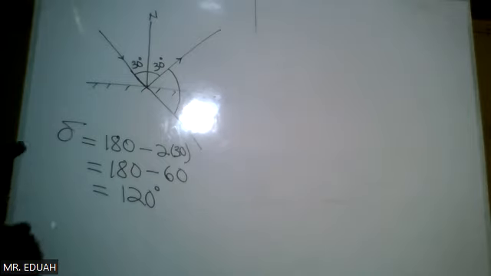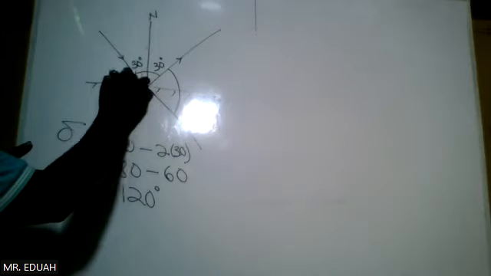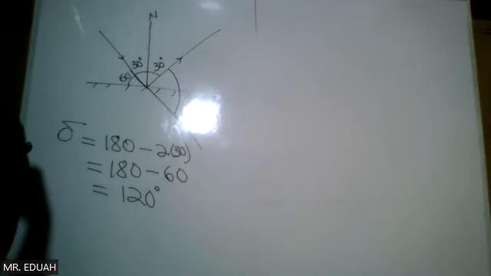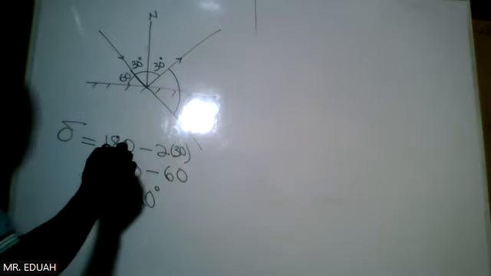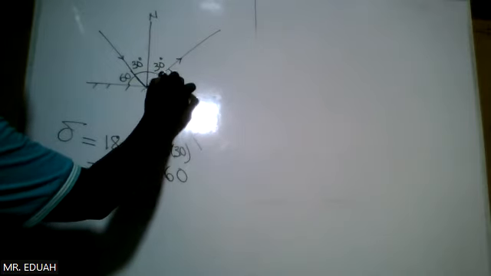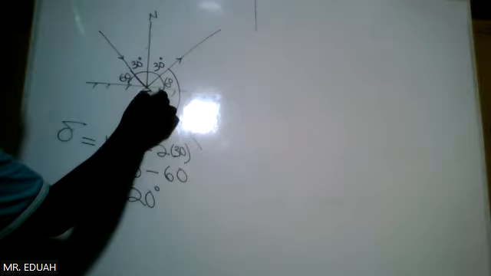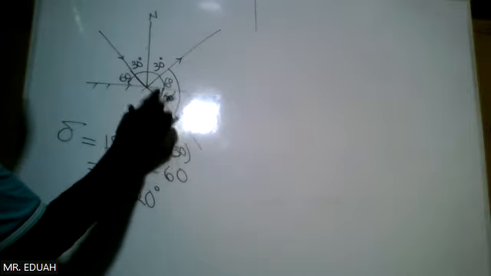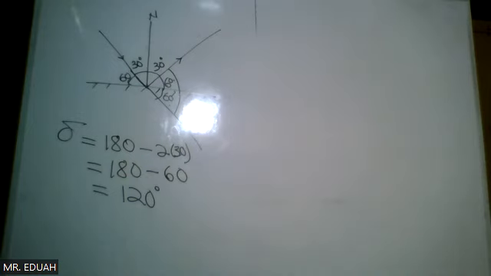Then glancing angle. Glancing angle, because this whole angle is 90, this is 60. So if this is 60, then this will also be 60. By vertically opposite reason, if this is 60, this will also be 60. So this plus this will give you this, or when you sum this up. So that is how to apply this in solving a question.